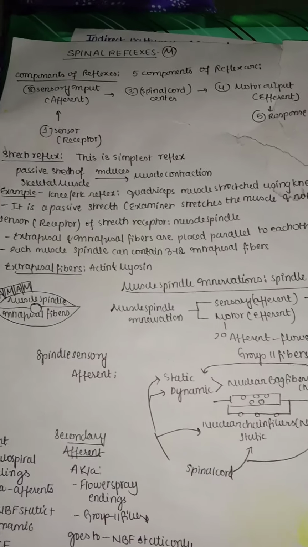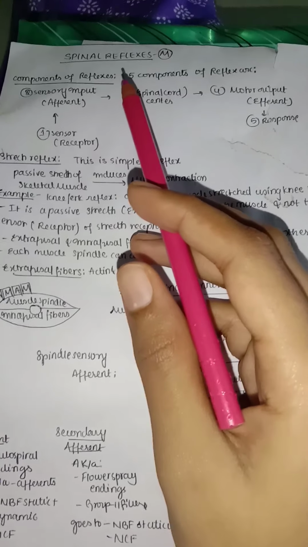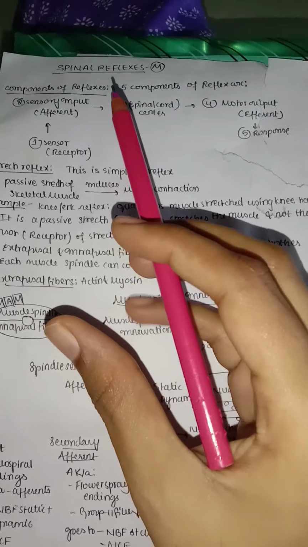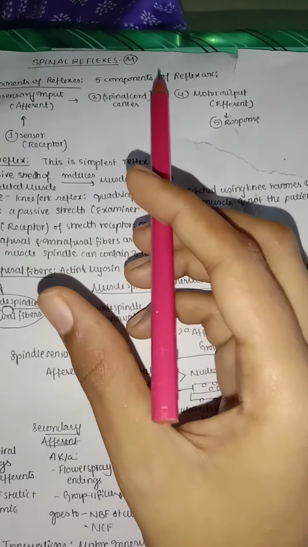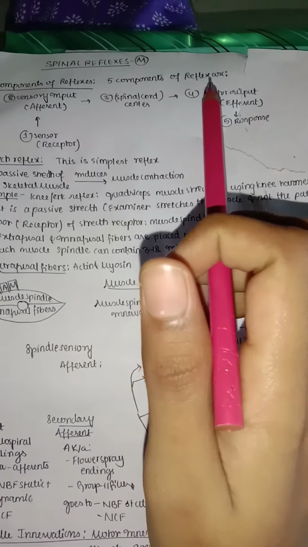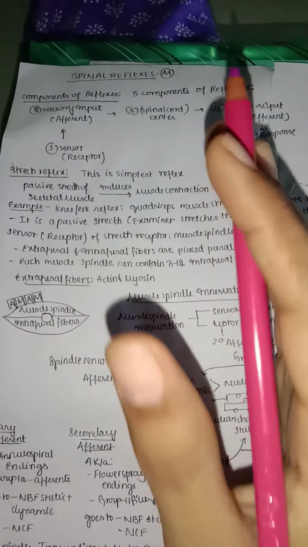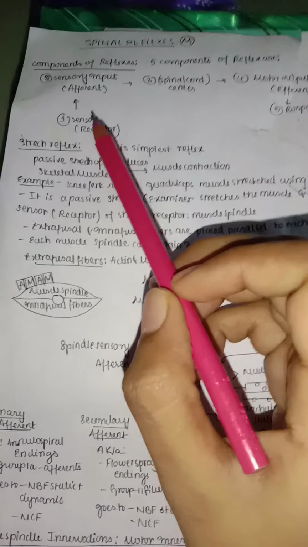Let us continue our revision series on our motor physiology. So now we are at spinal reflexes. Mainly, what are the components of the spinal reflex? Let us check out. Mainly it has 5 components. This spinal reflex is also known as the reflex arc. So for any reflex arc, first we need the 5 components. The first one is a receptor, which is a sensor.